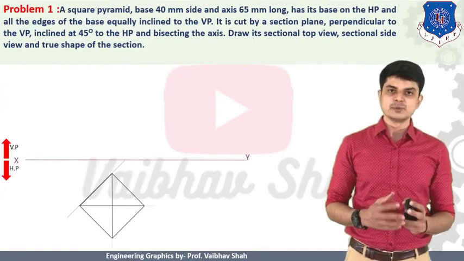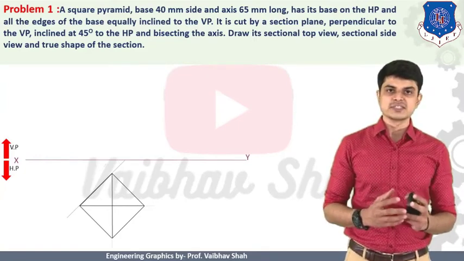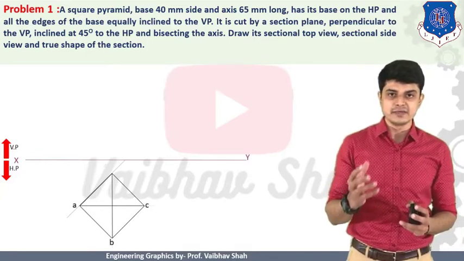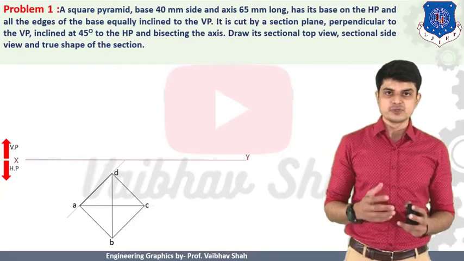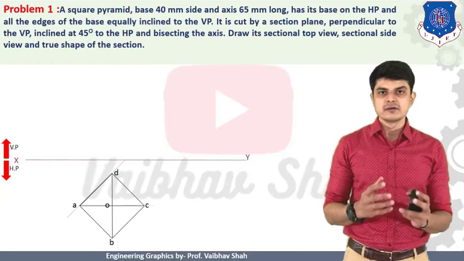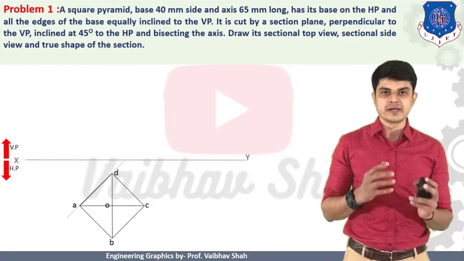Then after let us give the notation or numbering of this square starting from A, B, C, D. So we will give this numbering as A, B, C, D as you can see. Thereafter we should give the center point as O. Now this is our final top view of the object.